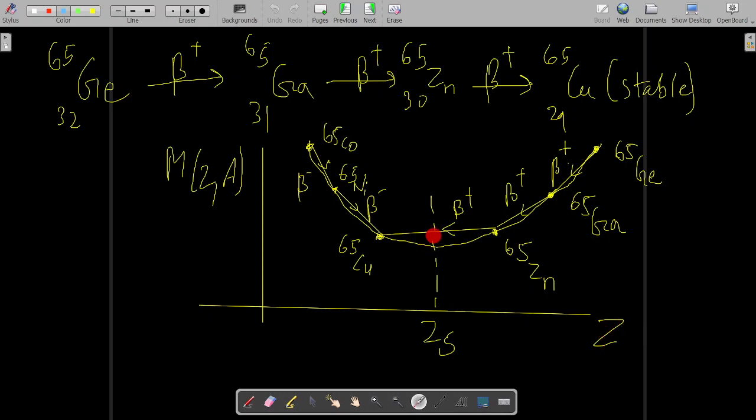So suppose this Zs is fractional, then the nearest integer will be the real life Zs. This is the theoretical Zs, which has been obtained by finding the minima of the graph, and this is the real life Zs. This has the minimum mass. So every nucleus on the right hand side will try to decay into this Zs.